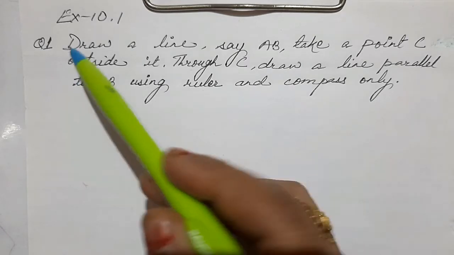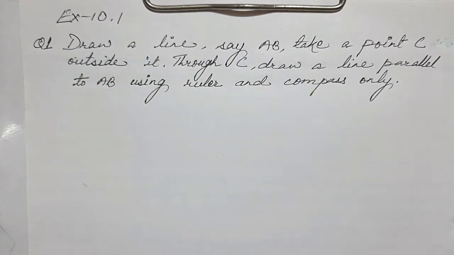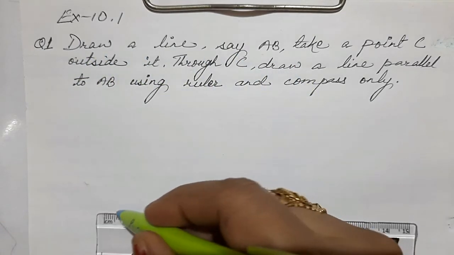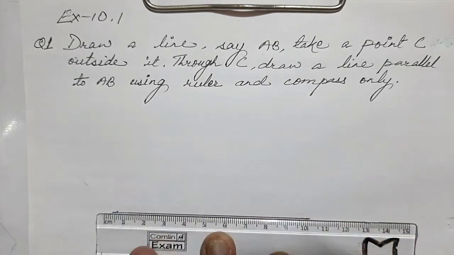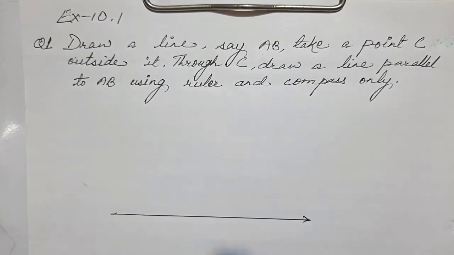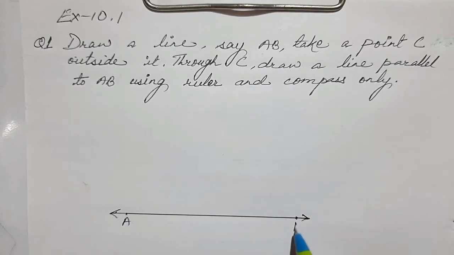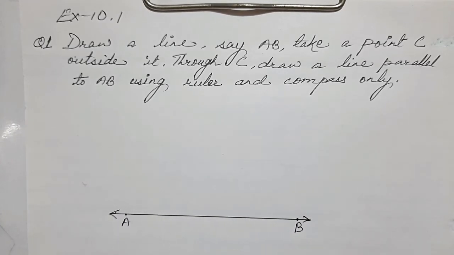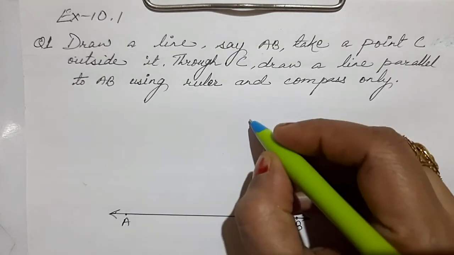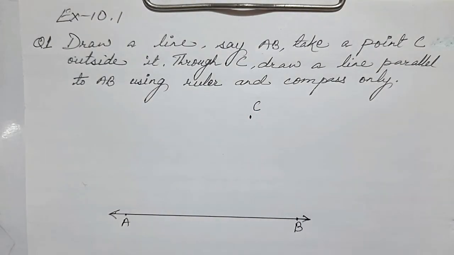So first let us start with drawing a line AB. Line AB. Take a point C outside it. Outside it means it can be below the line, it can be above the line. So let it be C. Through C, draw a line parallel to AB using ruler and compass only.